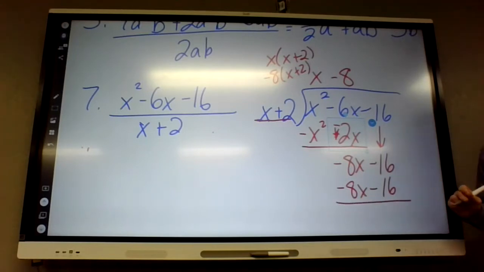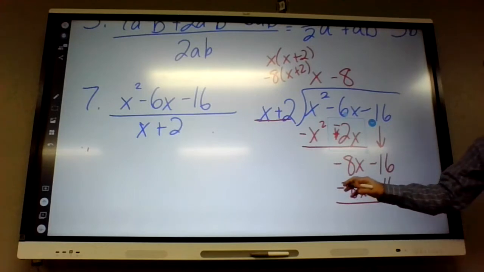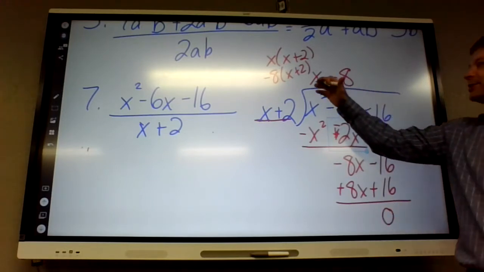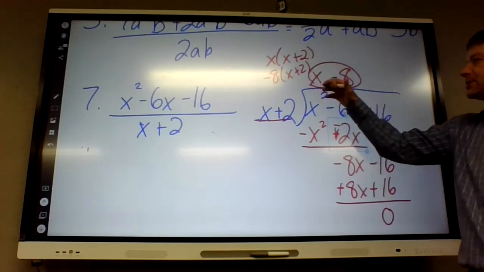Okay, but this is where people usually make a mistake. I'm subtracting the bottom line, so which makes those a plus. Which means my remainder is 0, and then nothing. So x minus 8 is the answer, that thing on the top.